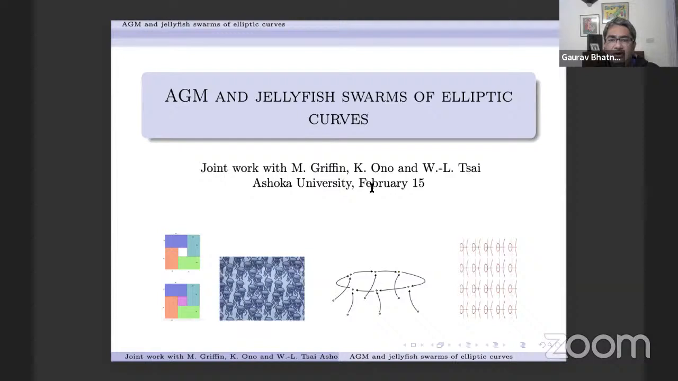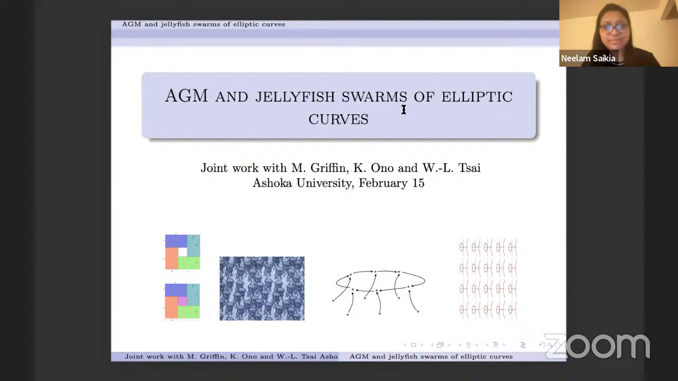Yeah. So first of all, thank you so much for this invitation, and it is my pleasure to be here. So today's talk is for a very general audience. I'll be talking about AGM and jellyfish stuff connecting elliptic curves. This is joint work with my advisor, Professor Ken Ono, his former student, Michael Griffin, and his current postdoc, Wei-Lun Tsai. So let's just begin.